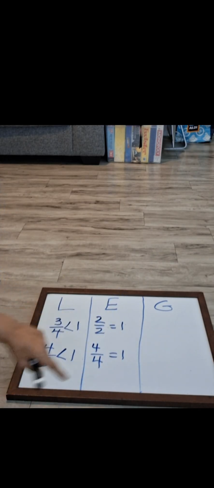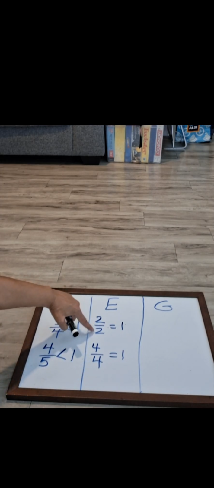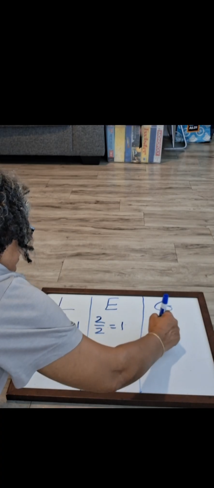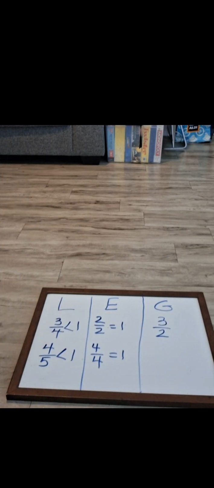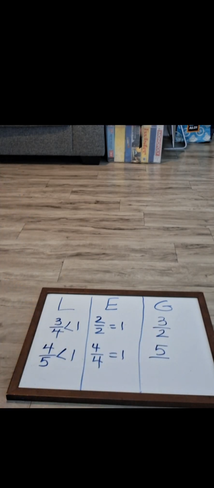Now, why are those equal to 1? Because they are the same numbers over each other. Yeah, they're the same numbers over each other. If you have the denominator right here, it's the same as the numerator. It's 1. Please give me 2 examples of fractions that are greater than 1. Okay. 3 over 2. And 5 over 1. That's a good one.